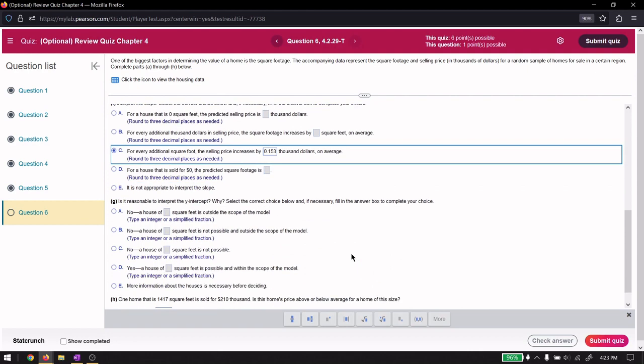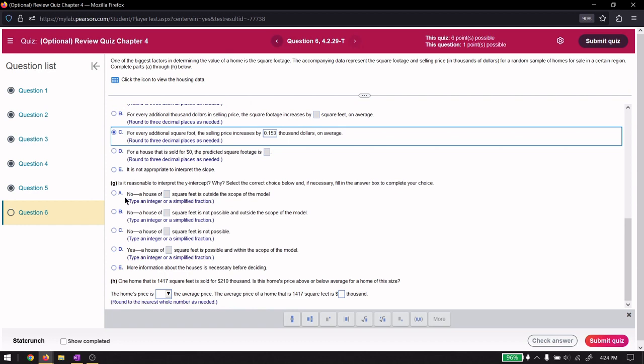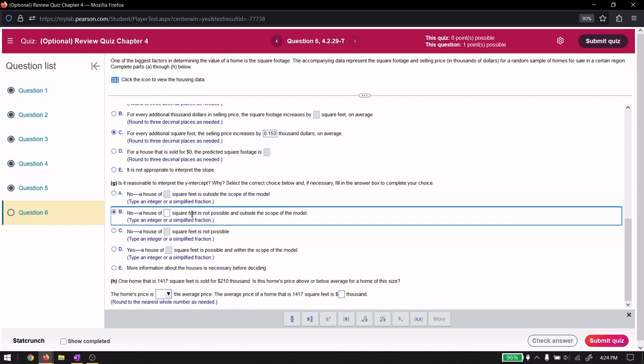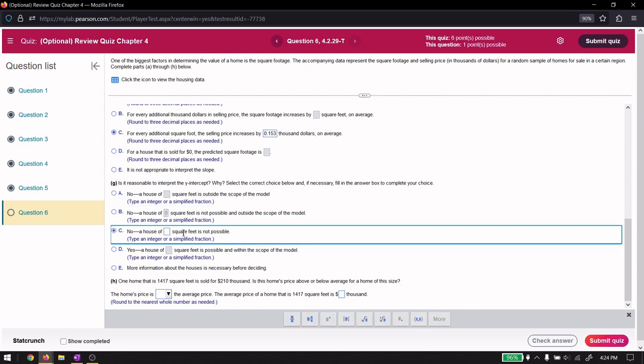Okay, is it reasonable to interpret the y-intercept? A y-intercept has an x value of 0. 0 is 0 square feet, but no house can have 0 square feet. That's not a house. That's nothing there. So no, a house of 0 square feet is not possible. It's not outside the scope. It's just not possible.